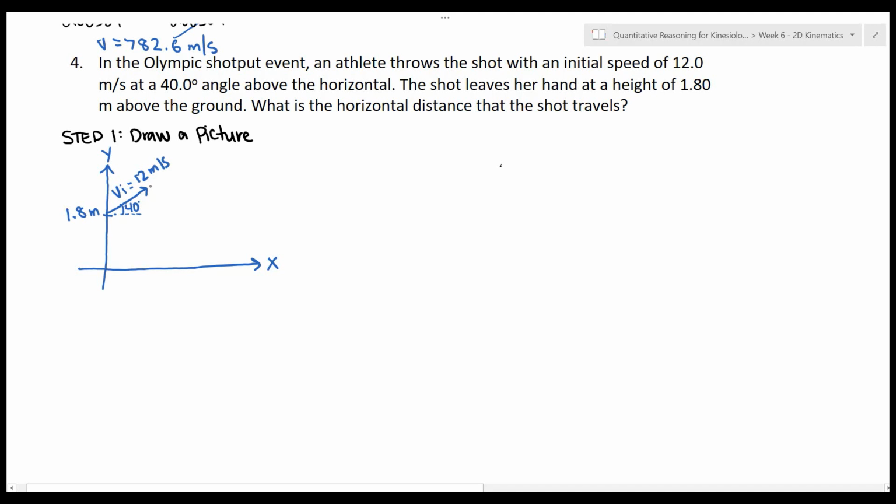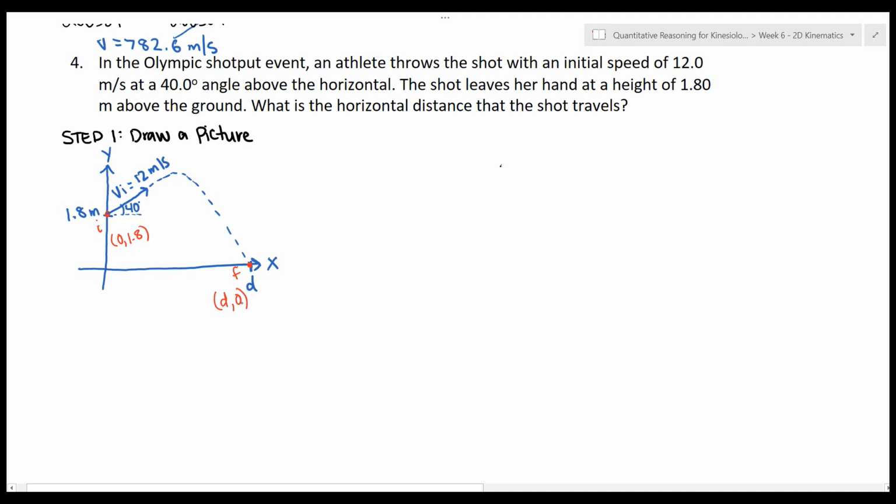Then we just draw the path that the shot is going to take. So it goes up, and then it comes back down, looks like a parabola. And it wants to know what is the horizontal distance that the shot travels. So we're looking for this value right here. We can label it whatever we want. It's a distance, so I'm going to call it D. Okay, I'm going to label my initial and final positions. So here's the initial, and here's final. So my initial position then is 0, 1.8, because the x component is 0, the y component is 1.8. My final position, the x component is D, and my y component is 0.